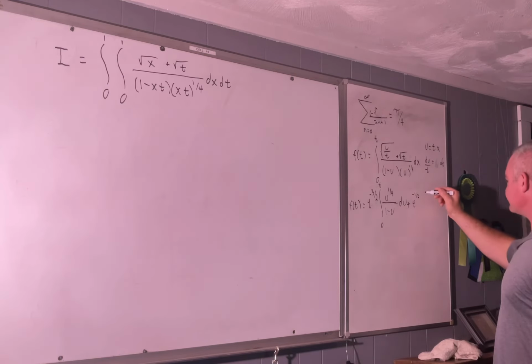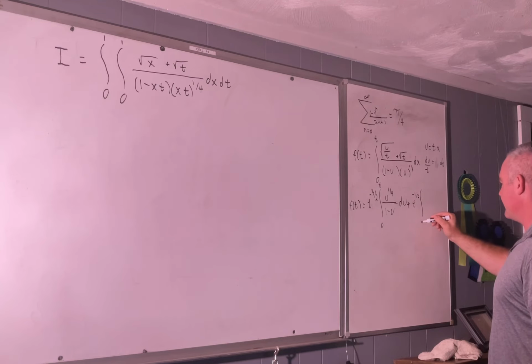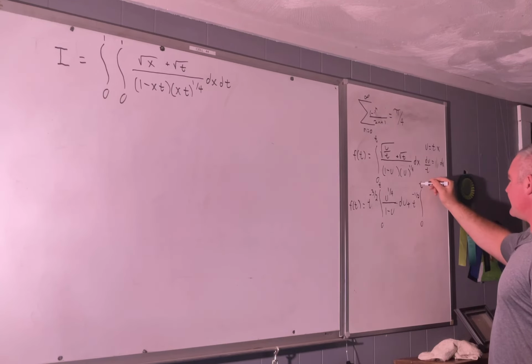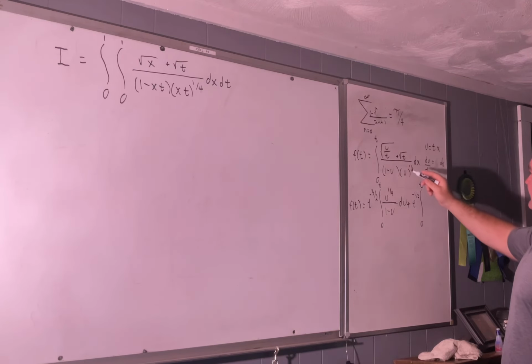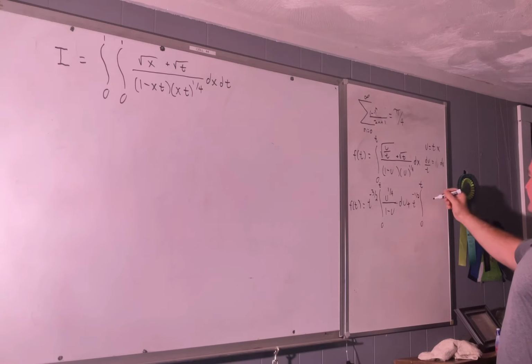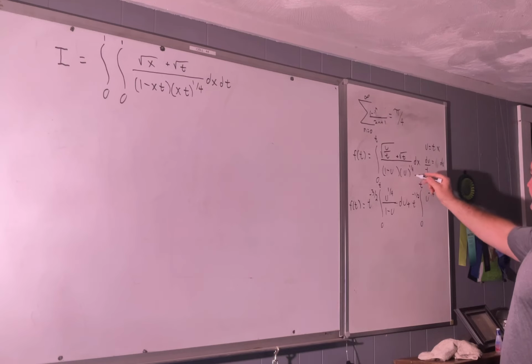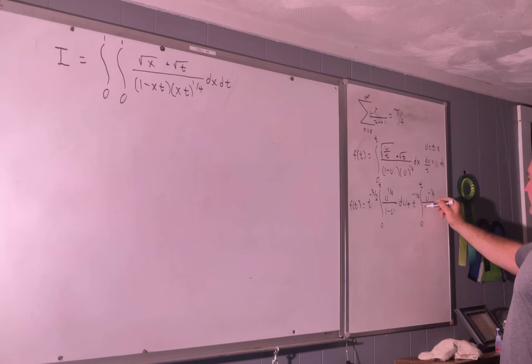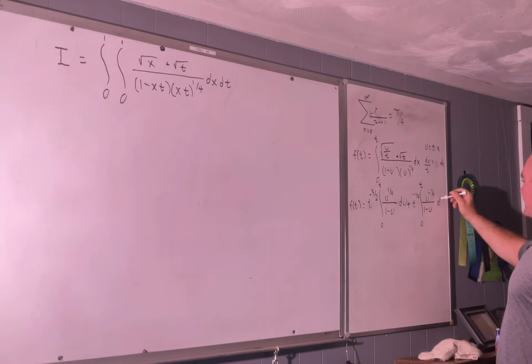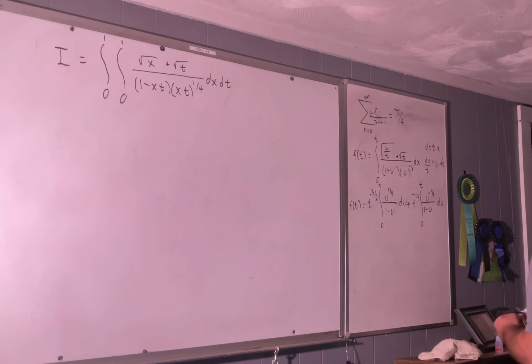Now the integral from 0 to t of, we already took care of that, so this is going to be u to the negative 1/4, right? Because all we'll have to consider is this part. And then over 1 minus u. So that's what we have now.